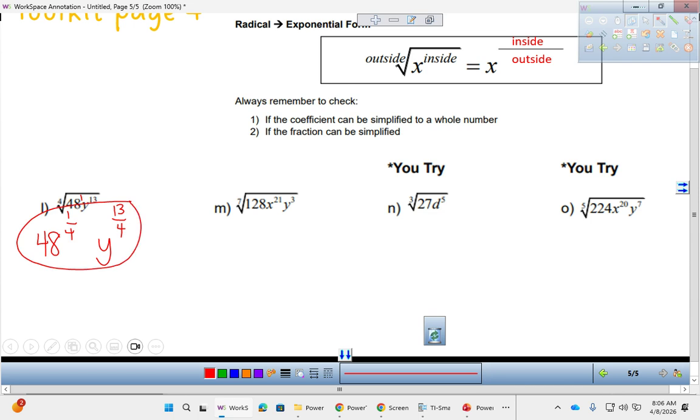If this became a whole number, I'd need to change it. And if this fraction reduced, I'd need to change it. Those are the only 2 things you're checking.